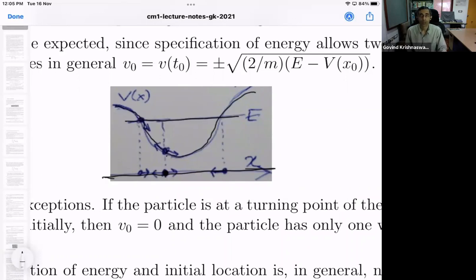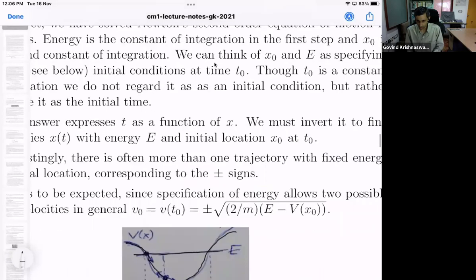Okay, I'm sorry, I have a question. I have a question from Soham Chatterjee asking whether a modulus sign would be more appropriate instead of the negative sign. Okay, this is a relevant question.